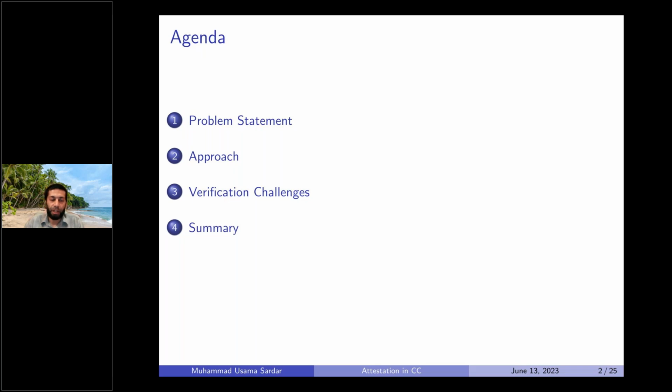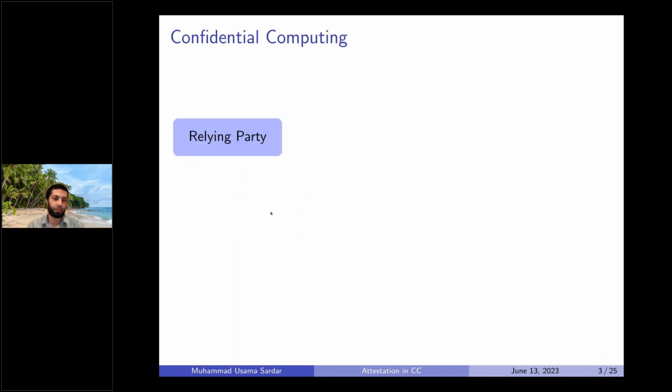I would like to start by introducing some of the terms that are important for understanding the approach, or why we take this approach. The problem statement, introducing confidential computing and attestation, and so on, in relation to that specific scenario, and then the approach and the challenges of the verification that we faced, and then summarize with a small demo of how the artifacts work for Intel TDX.